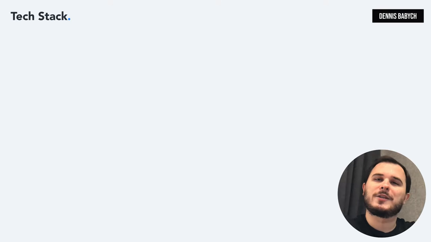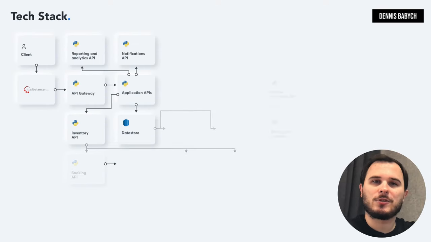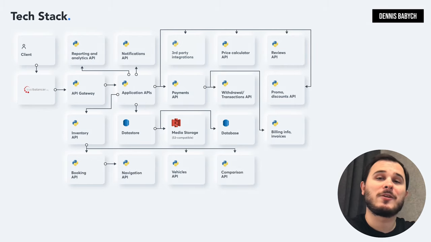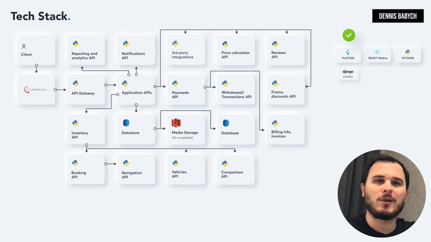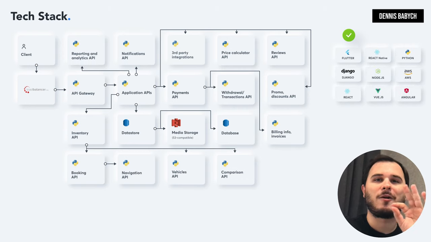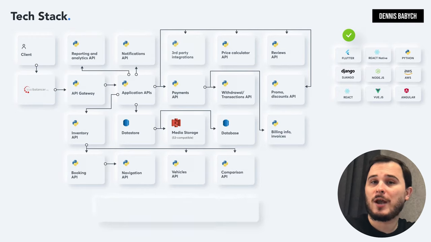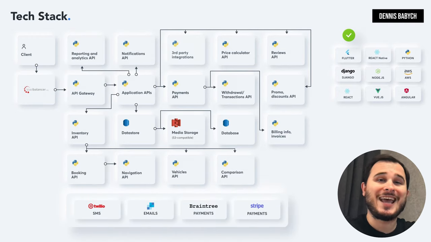So, if you're planning to create a car rental platform, it's essential to select the appropriate tech stack that enables rapid development of your minimum viable product. Flutter or React Native are excellent choices for the mobile app development. For backend development, Python, Django, Node.js, and Amazon Web Services are perfect options. React, Vue.js, and Angular are ideal for crafting web applications with ease. Additionally, leveraging third-party services like Stripe and Braintree for payment processing, Twilio for SMS, Intercom for live chat, and SendGrid for emails can expedite your development timeline.